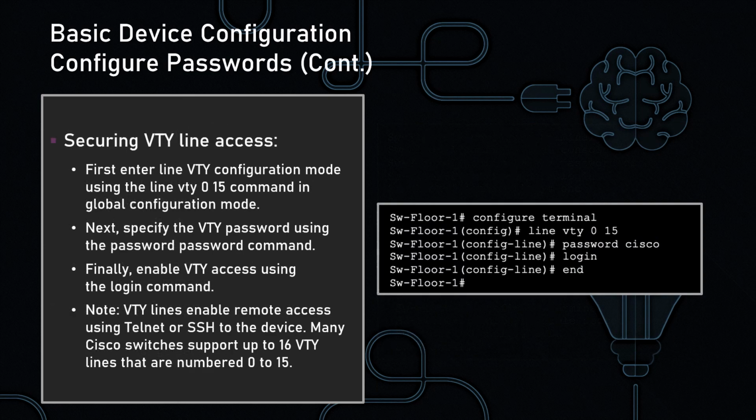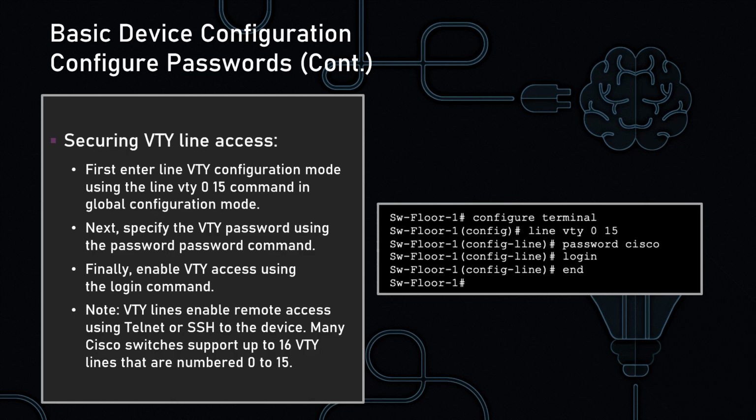So another thing we have to be aware of is what's called the virtual teletype lines, VTYs. VTYs are used for remote access for Telnet or SSH, and we can have up to 16 at one time for the most part. So the lines go from 0 to 15. Now we have to specify which lines we're working with.